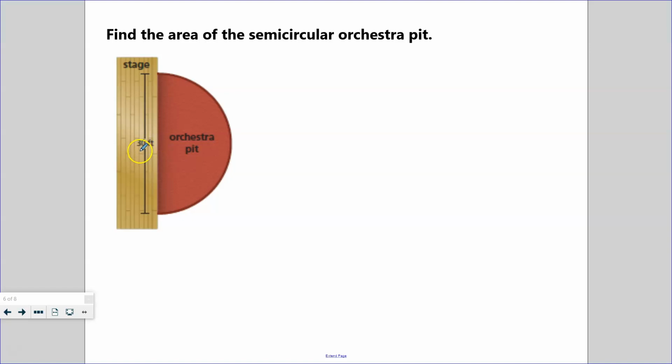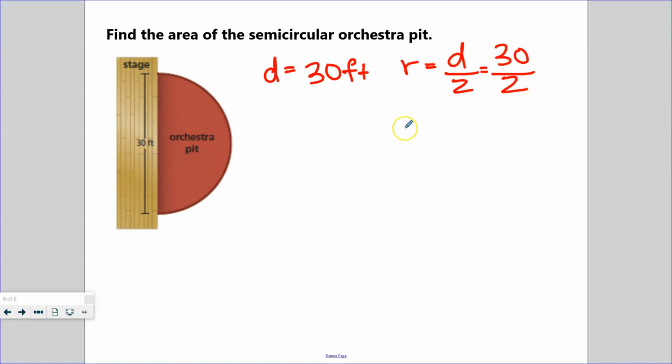We know that the diameter of this semicircle is 30 feet. So our radius is going to equal diameter divided by 2. So 30 divided by 2 equals radius equals 15 feet. Okay. Now, what do you notice about this orchestra pit? It's half a circle. So since it's half, we know to divide by half.